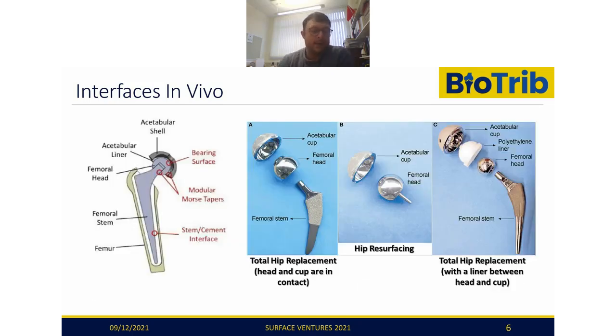So when we look at a hip replacement from an engineering point of view, essentially we've got this system here where we've got a femoral stem which goes in your femur that will interface with the bone, and it can either be cemented or it can have a porous kind of coating on there that'll promote some bone growth.